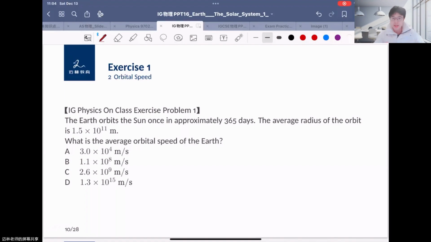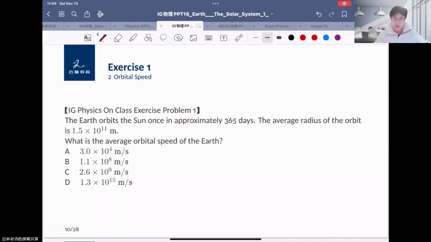Okay, so here you can find the Earth orbits the Sun once in approximately 365 days. The average radius of the orbit is 1.5 times 10^11 meters. And this question is, what is the average orbital speed of the Earth?